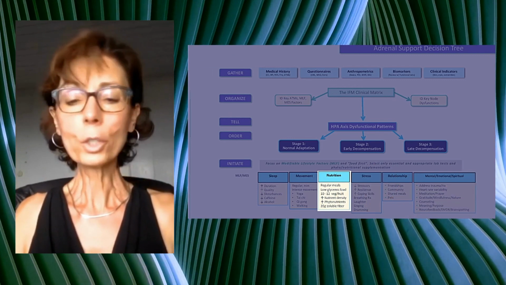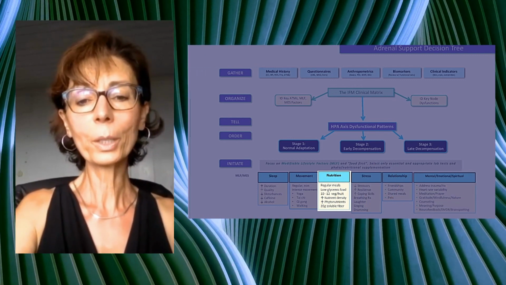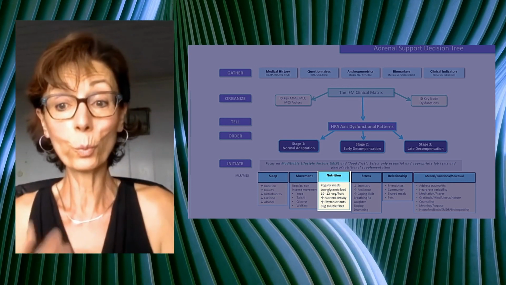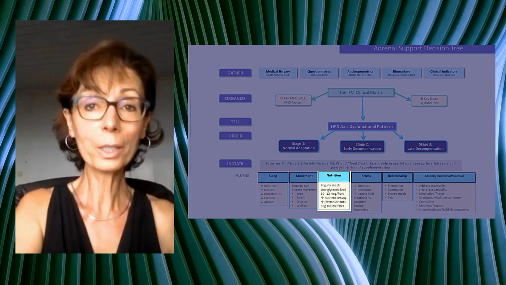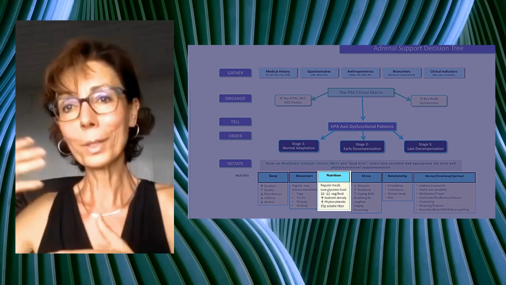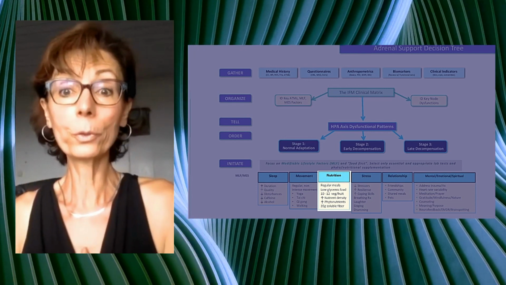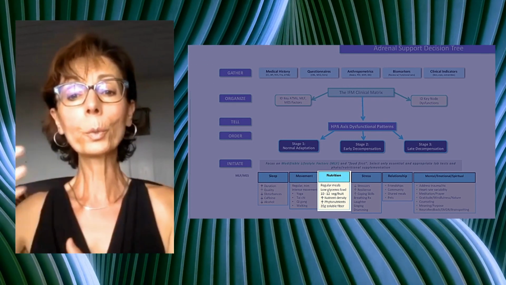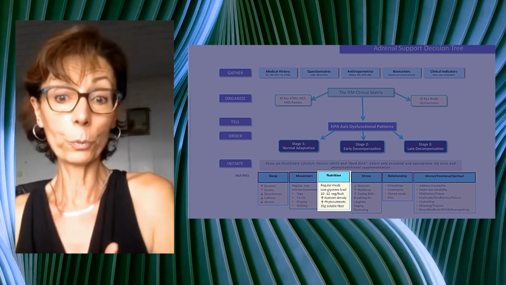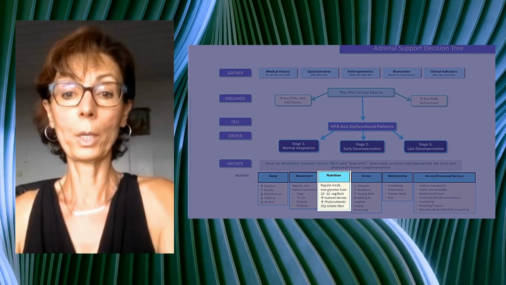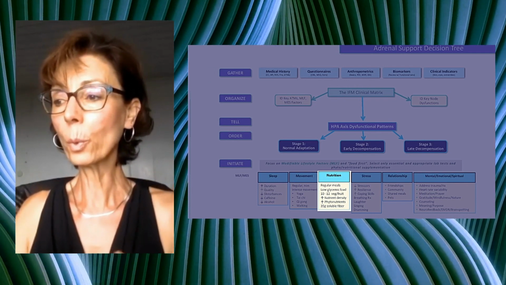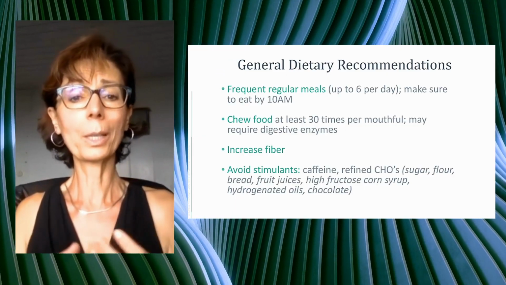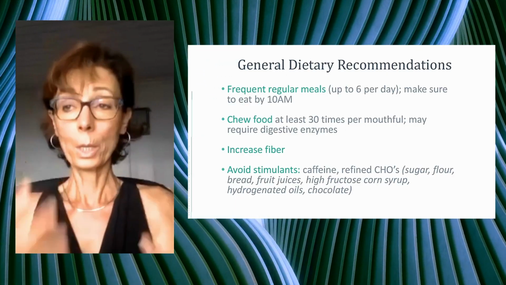Now with nutrition, this is one of my favorite areas because there is so much that we can do with food, and we know that food talks to our DNA, whether we're eating an anti-inflammatory food, which will create an anti-inflammatory reaction, or a more inflammatory type of food, which can lead to more inflammation. But in any case, it's really important that we look at the regular meals and what's the glycemic load.